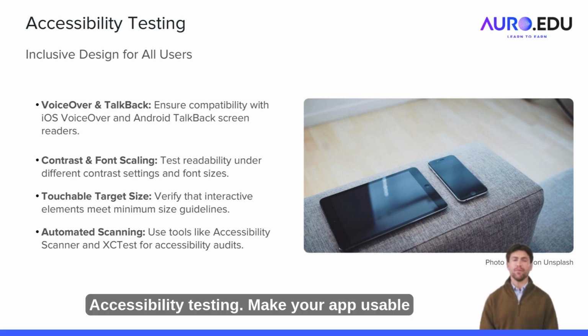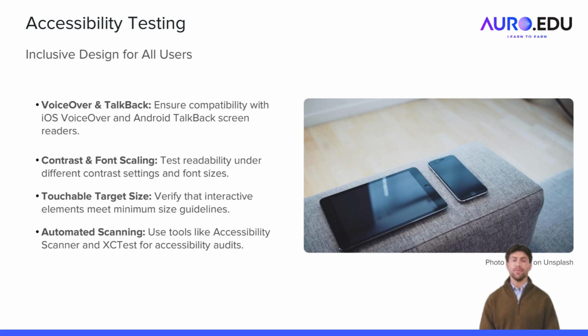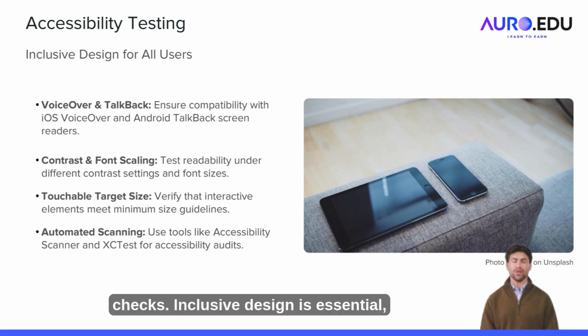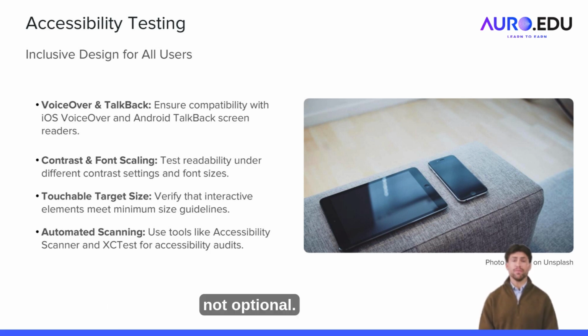Accessibility testing. Make your app usable by everyone. Tools like VoiceOver and TalkBack read your UI aloud. Check for contrast, font scaling, and button sizes. Accessibility scanning tools automate compliance checks. Inclusive design is essential, not optional.